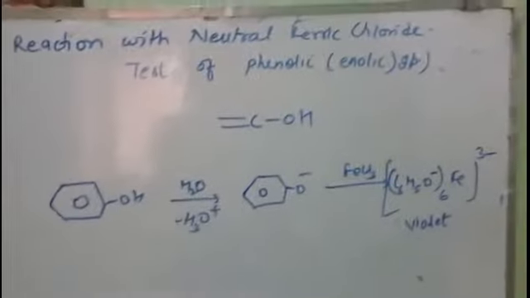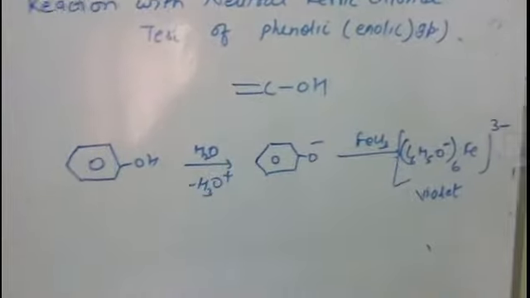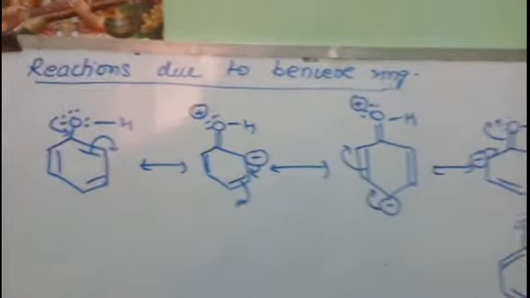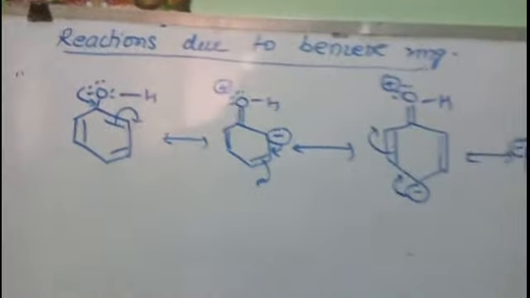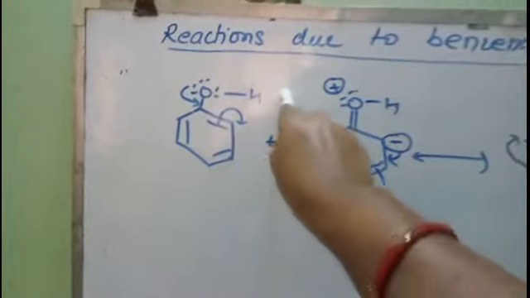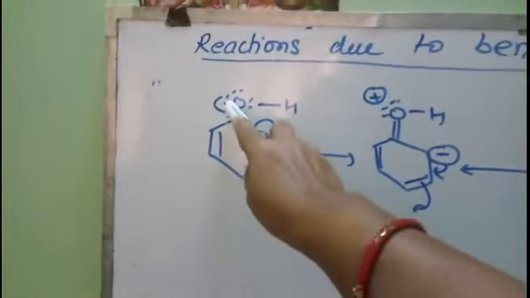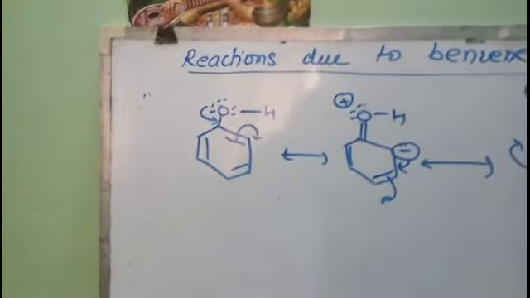Got it? So next we will study the reactions due to the benzene ring. So students, you can see reactions due to the benzene ring. Here we will study electrophilic substitution reactions in phenol. In phenol we have this hydroxyl group present. Due to this hydroxyl group, the lone pair of electrons are present on oxygen, and it is an ortho and para directing group.